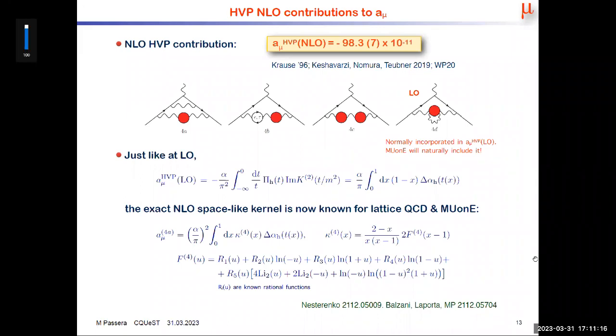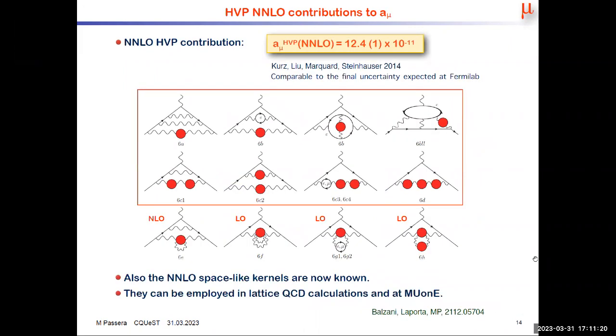Then there is the next to leading order contribution. Here it is. And you see the number of diagrams, of course, increases. The contribution has been computed by Matthias Steinhauser and his group in 2014. It's larger than it was expected, 12, right? The previous one was about 100. This is only a factor of 10 less. So it is higher than expected, but still now it's known.